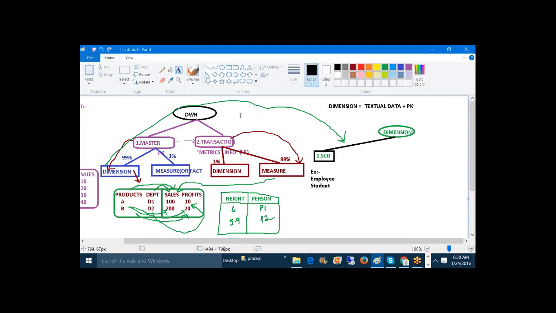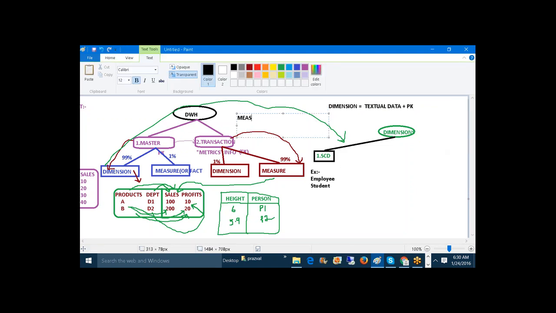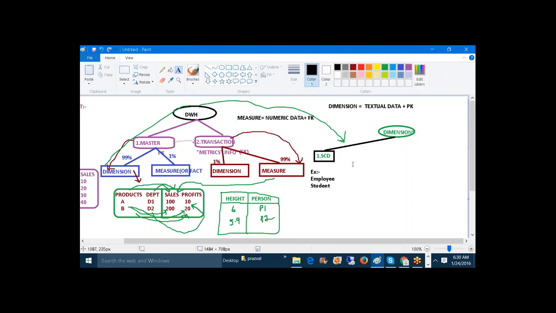Okay, next, what about measure then? Measure always contains numbers, numeric data, plus foreign keys. Measure always contains numeric data plus foreign keys. Okay, so let's move on to the next type of dimension.